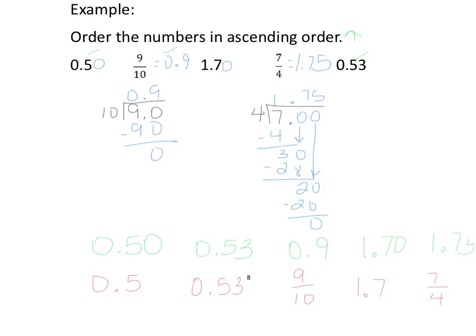So for these, first thing I did was I made them all the same format, in this case decimals. And then I made sure that each decimal had the same number of numbers after it, meaning all of them had 2 numbers after the decimal because it makes it easier to compare that way. Then I put the decimals in order, and then I converted them back into their original formats.